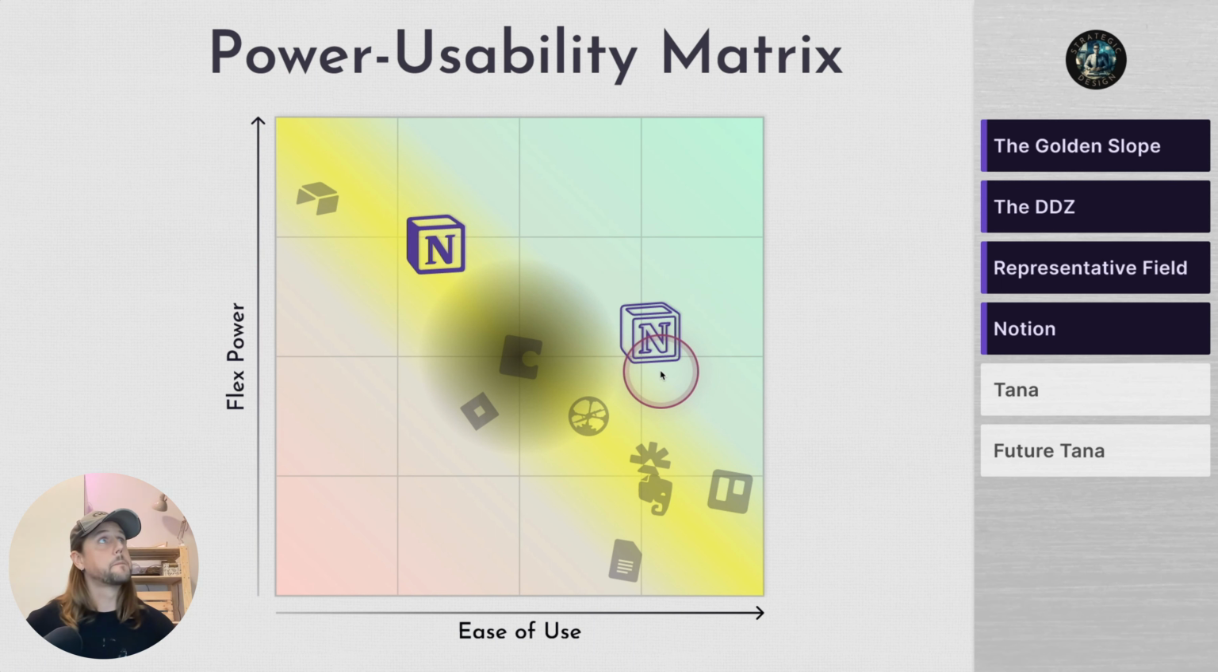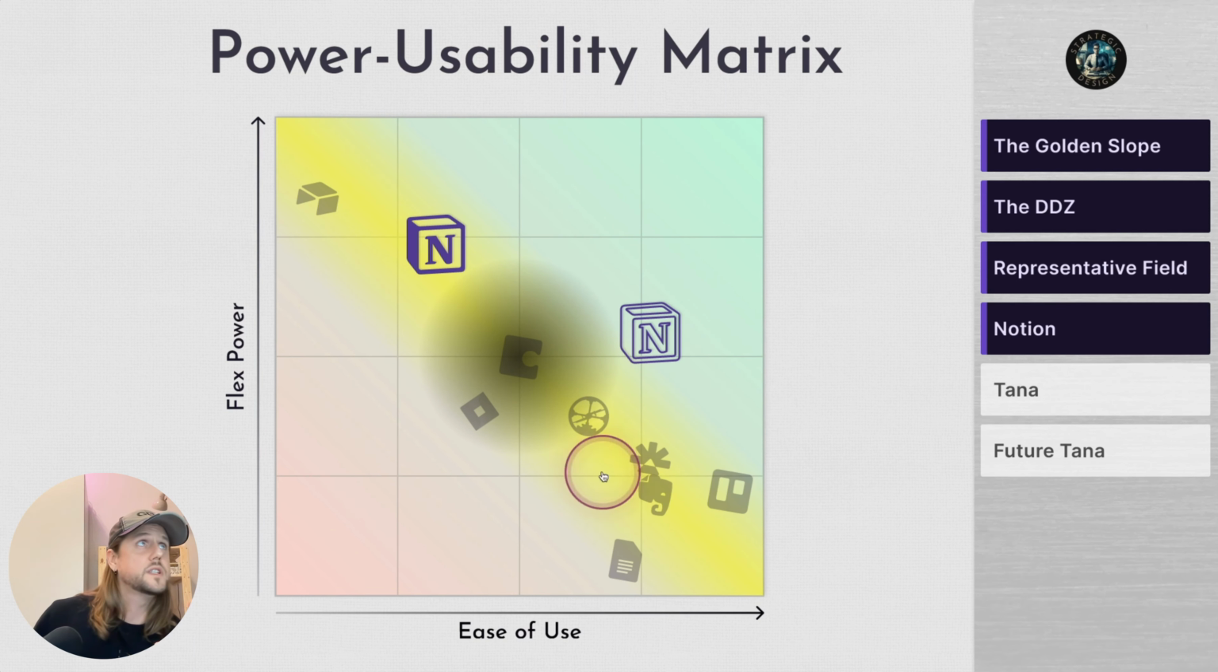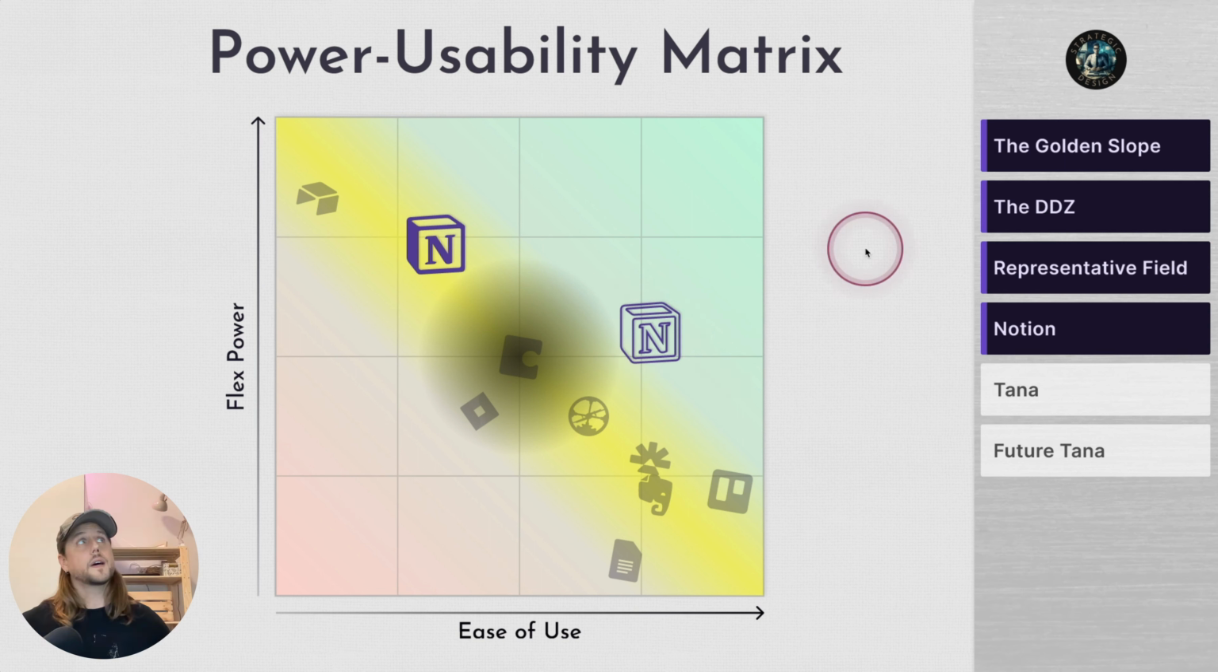I want to be clear. The golden slope and the DDZ, I didn't come up with those names or those terms or the visuals until after I placed all the products where I thought they belong, including the derivative products. I say that to tell you that I was not trying to fit anyone on the slope or inside the zone or just outside. This is just how it happened to be. I think that this explains a lot of Notion's success as a product.